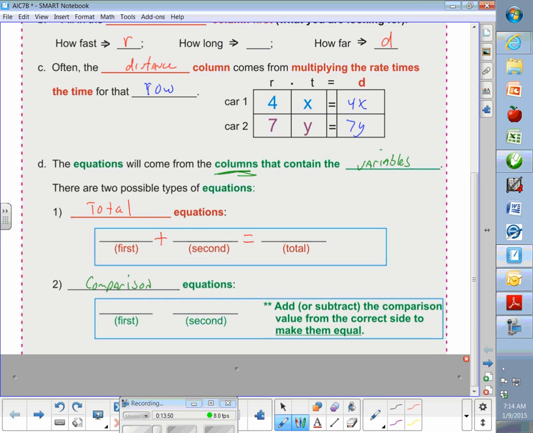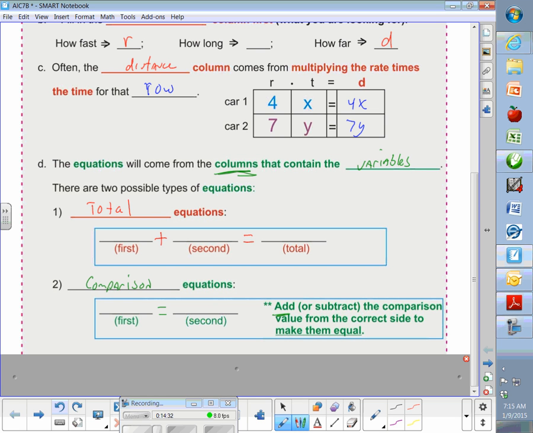Okay? What is the template on comparison equations? It's always the first equals the second, but then you have to deal with the comparison. So what do you do after you make them equal? You have to add or subtract the comparison value from the correct side to make them equal. Some students can struggle with this a little bit, but again, I'm going to show you some common sense tips that will help you to add that amount or subtract that amount from the correct side. And it's not hard if you'll pay attention to detail. And I'll show you how to do that in just a moment.